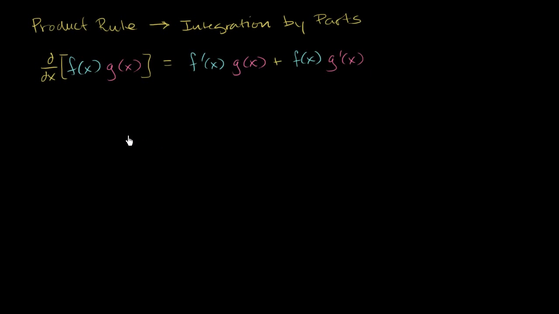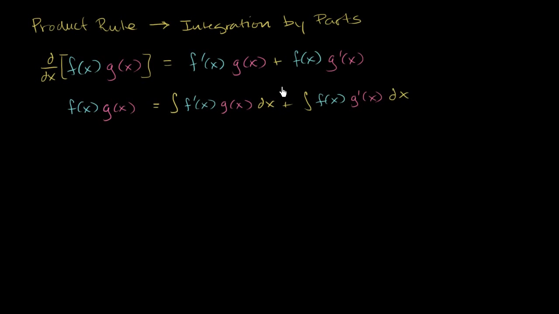Now, let's take the antiderivative of both sides of this equation. Well, if I take the antiderivative of what I have here on the left, I get f of x times g of x. We won't think about the constant for now. We can ignore that for now. And that's going to be equal to, well, what's the antiderivative of this? Well, this is going to be the antiderivative of f prime of x times g of x dx plus the antiderivative of f of x g prime of x dx.